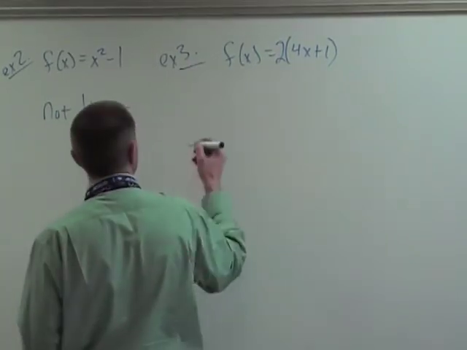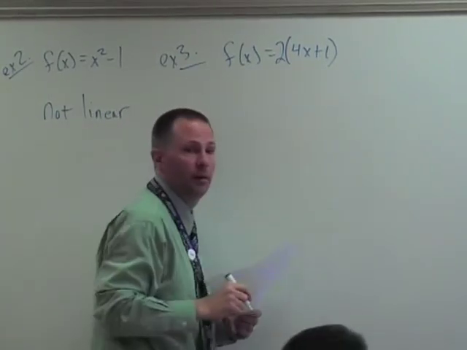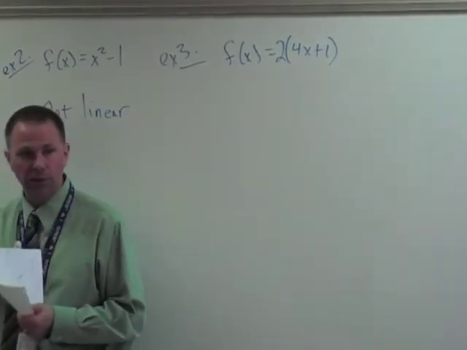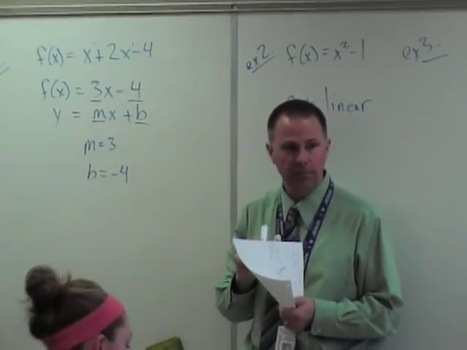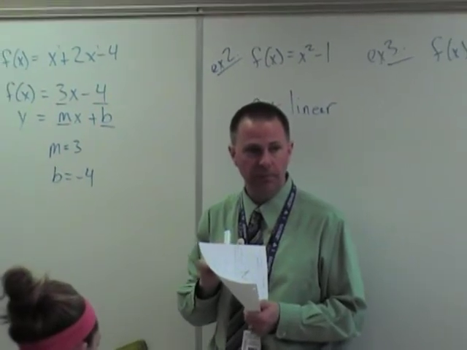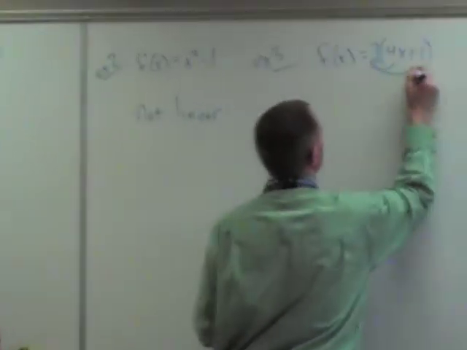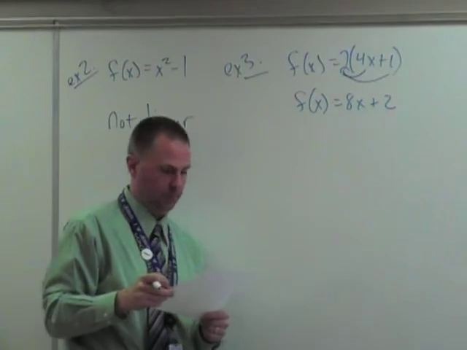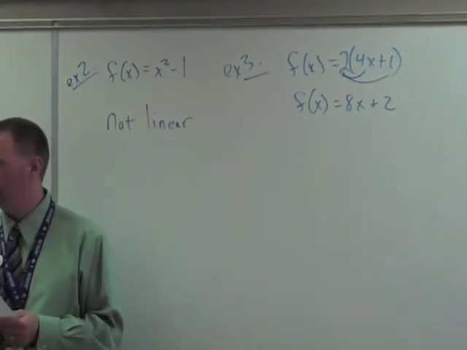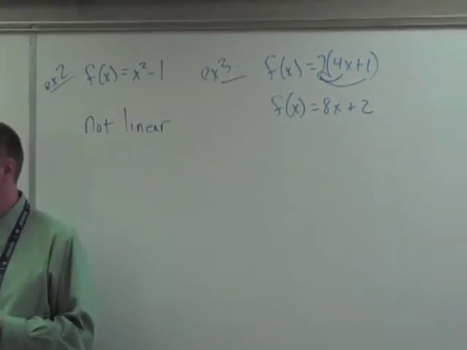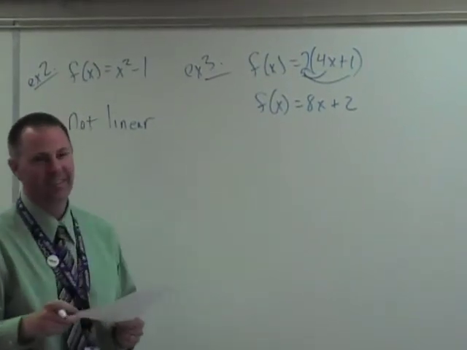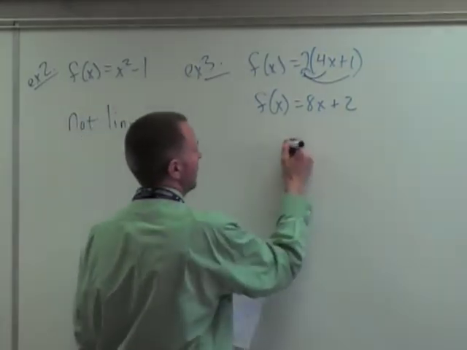You gotta put it in slope-intercept form, it's just like this one. So you have to distribute. Yep, distribute. f of x equals 8x plus 2. It's now in slope-intercept form. Wait, I have two. I didn't multiply the one. 2 times 1 is 2. So in the end, we have to write m equals, b equals. Yes, I said that.